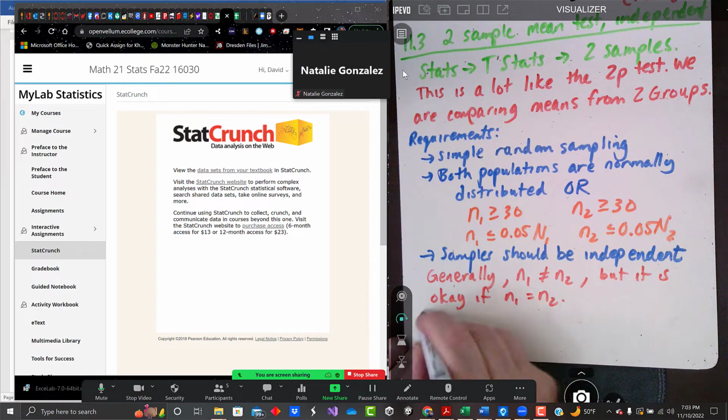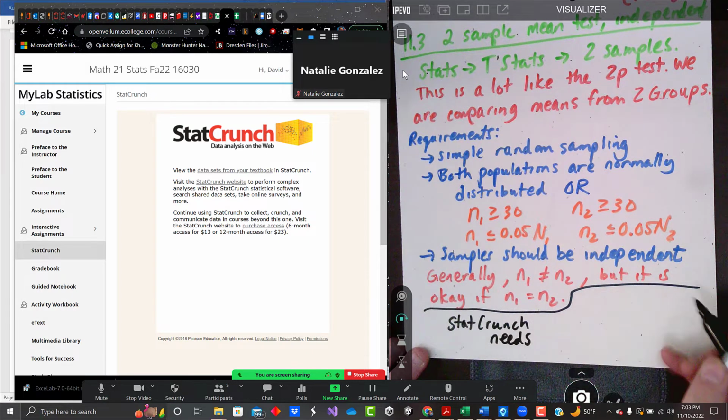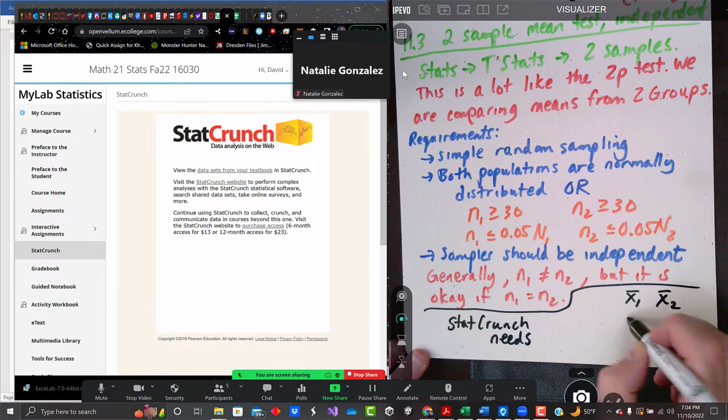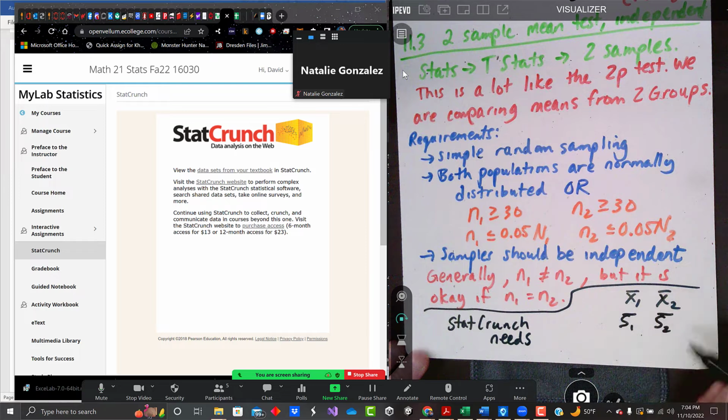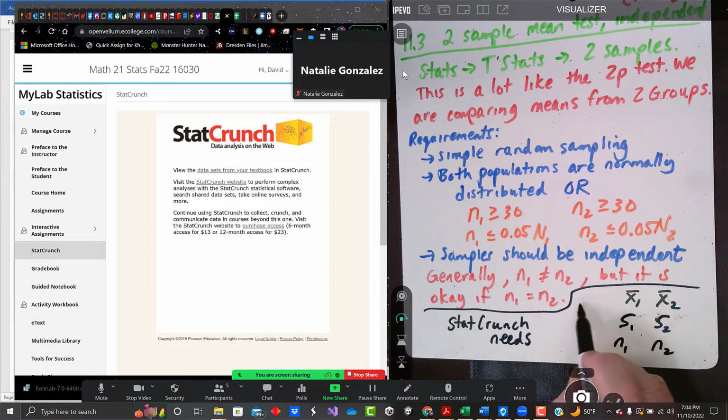And what does StatCrunch need? We need the sample mean for both groups. We need the sample standard deviation for both groups. And we need the sample size for both groups. S does not have a bar over it. So our mean, our standard deviation, and size. It needs one for each. The one mean test had all of these, but just for one group: the mean, the standard deviation, the size.